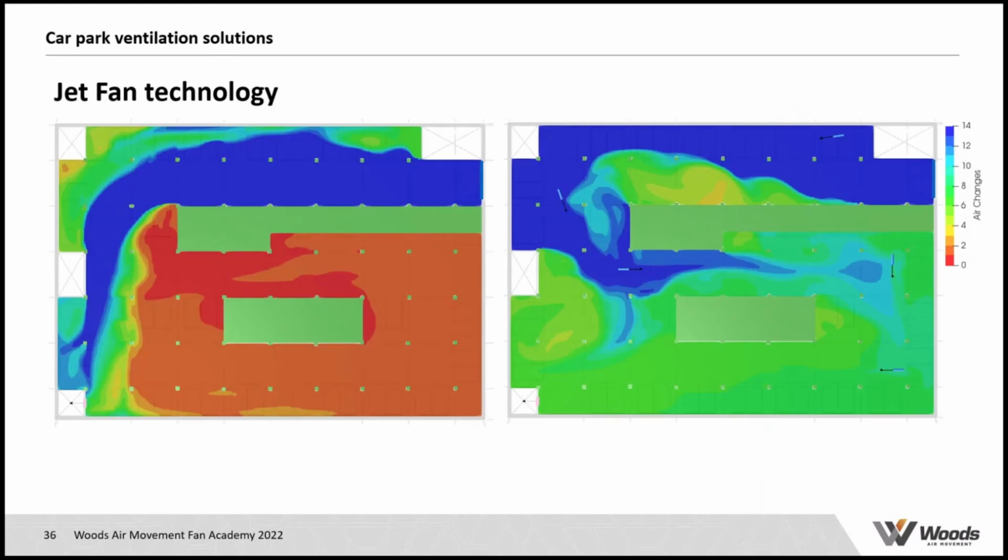And just as a reference, I've put the two images together. On the left-hand side, you see the results without the jet fans, and on the right-hand side, the results with the jet fans. By only including those 5 jet fans, you can see that the air distribution in the car park has considerably improved, and is now meeting that requirement of the 6 air changes as per the building codes.